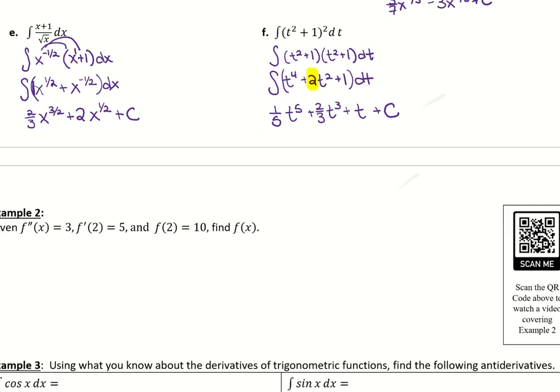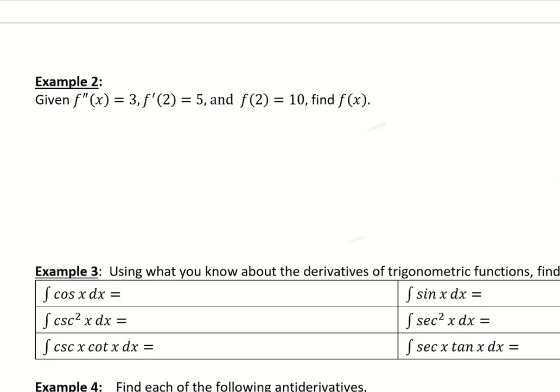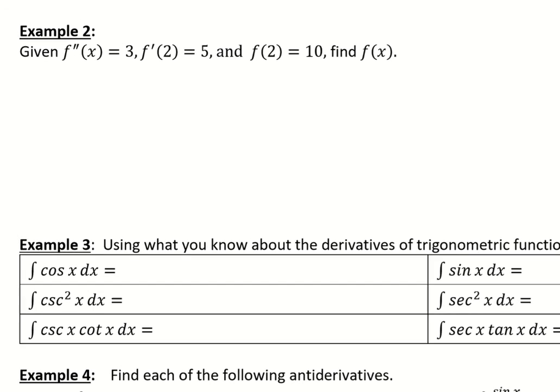All right, let's look at example 2. We are given f double prime, we're given f prime, and we're given f, and our job is to find a general equation for f of x. So here we go. We are going to start with f double prime. So we know that the function f double prime equals 3.